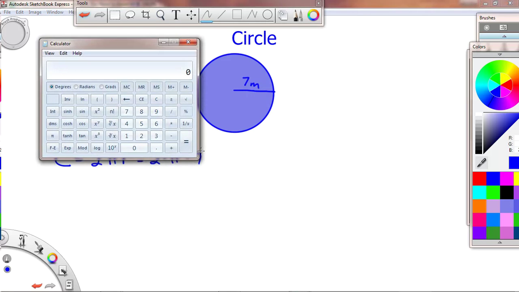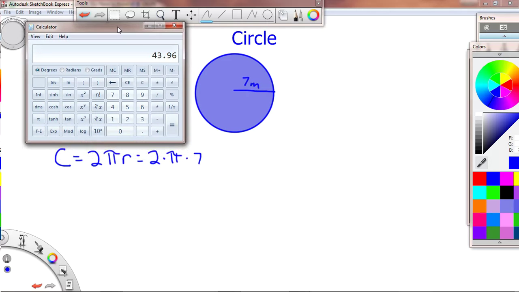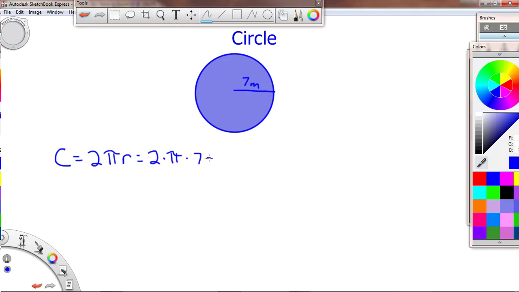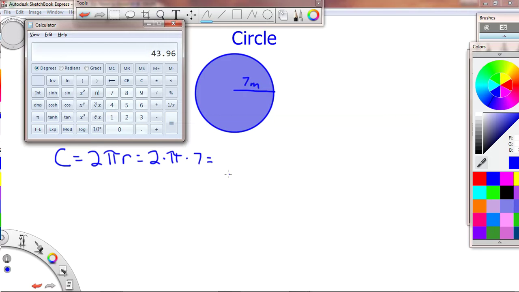And usually it's okay to use a calculator here. 2 times 3.14 times 7. I messed up somewhere. It's obviously not 400, so that answer didn't make sense. I immediately redid it. Let's see here. What did it say? 43.96.